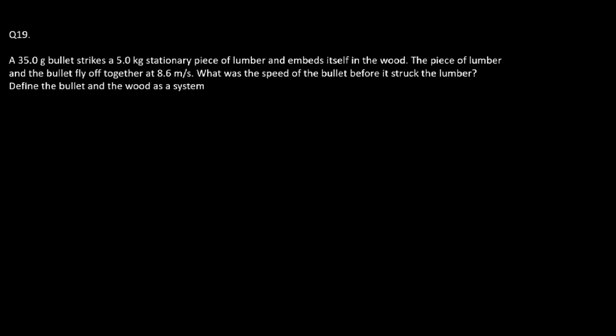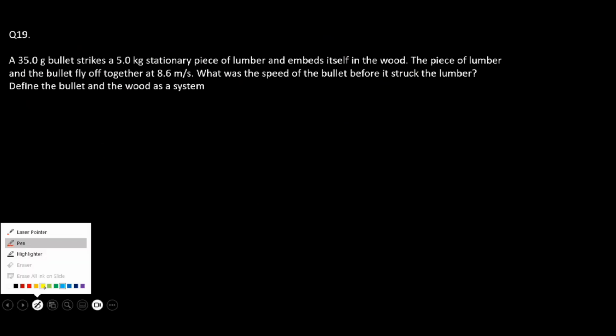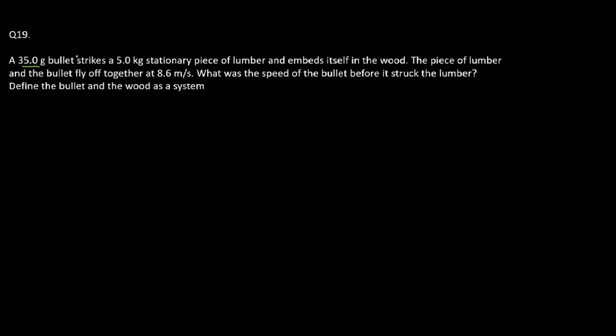Question 19. A 35-gram bullet strikes a 5-kilogram stationary piece of lumber and embeds itself in the wood. The piece of lumber and the bullet fly off together at 8.6 meters per second. What was the speed of the bullet before it struck the lumber? Define the bullet and the wood as a system.